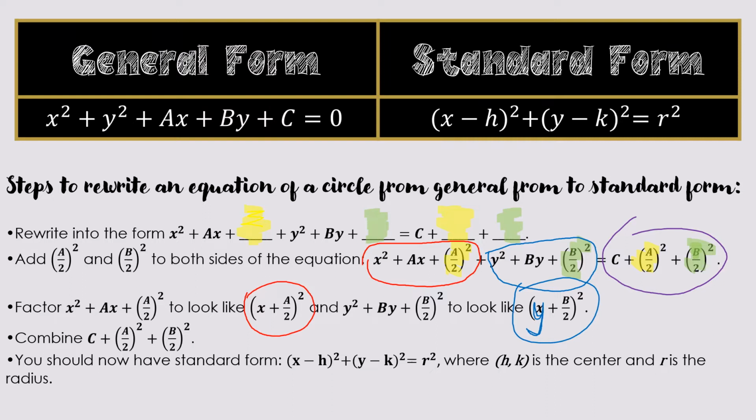So you will then have your center, h, k, and your r squared, which means you can find the radius. I know that looking at these steps might seem kind of overwhelming and very confusing, but let's try it with some examples so you can see what I'm talking about.